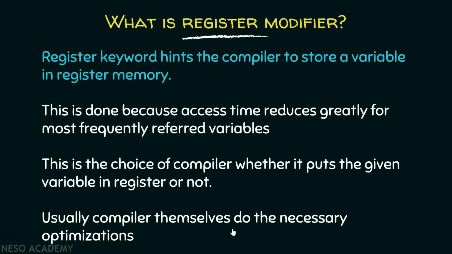Usually compilers themselves do the necessary optimizations. If the compiler finds that a particular variable is frequently referred to in our program, then it puts that variable automatically in a register. That is what is done by the compiler automatically. So mentioning register in front of a variable is okay, but if you don't put it, the compiler will automatically do all the optimizations actually required.